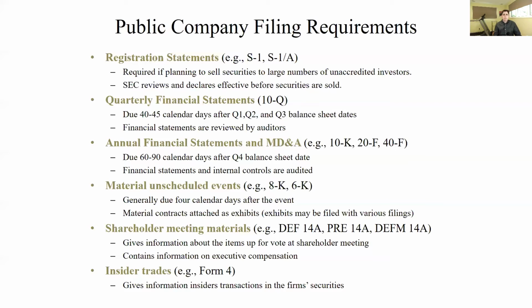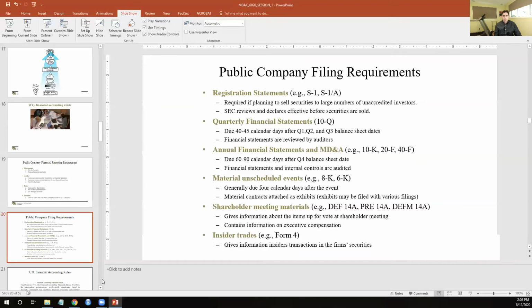So investors want to be made aware of those trades, and they are made aware of those trades through Form 4. So you'll see a Form 4 filed for a company. And now I'll just show you what these forms look like on the SEC's website. So let's go to the SEC's website.